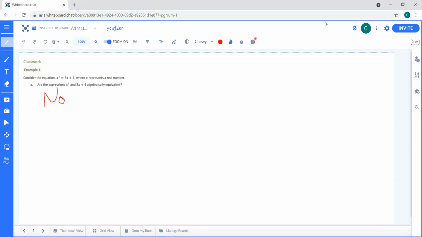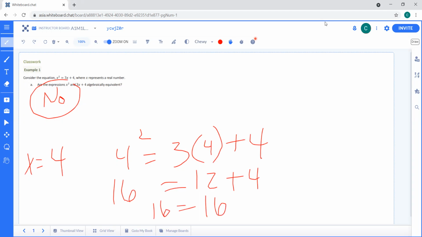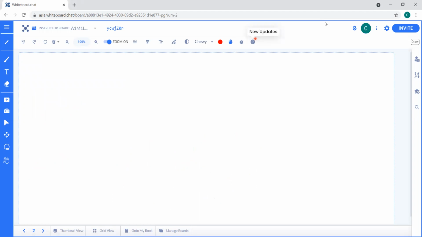No. But if you plugged in a number like 4, if it said x equals 4, well, 4 squared would be equal to 3 times 4 plus 4. Is that true? Yeah, 16 is equal to 12 plus 4. So that would equal 16 equals 16. Yes, that is. But just by speaking algebraically, no, it is not equivalent. All right. Let's see what the next page holds.